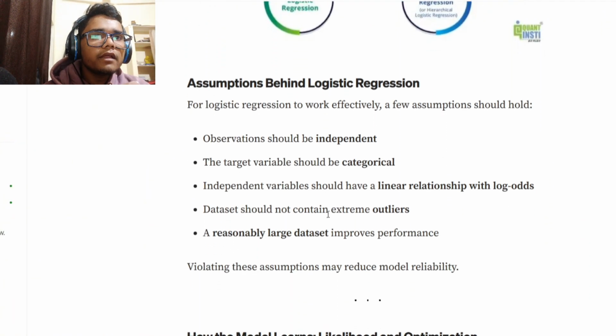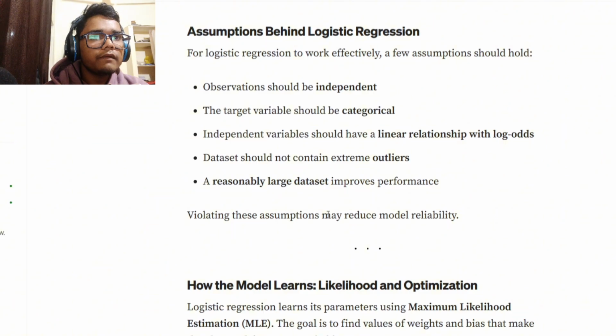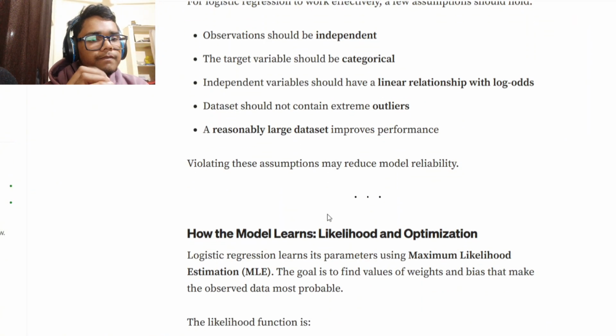Assumptions behind logistic regression. For logistic regression to work effectively, a few assumptions should hold. First, observations should be independent. The target variable should be categorical. Independent variables should have a linear relationship with log odds. Data should not contain extreme outliers. A reasonably large data set improves performance. Violating these assumptions may reduce model reliability. That's all for logistic regression.